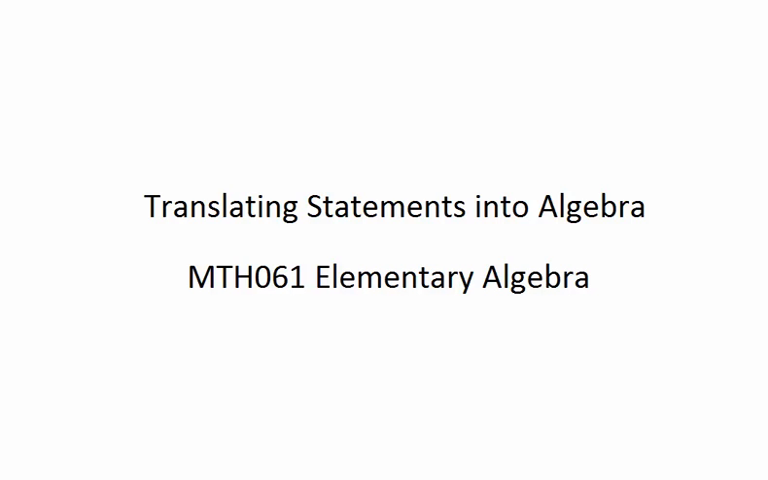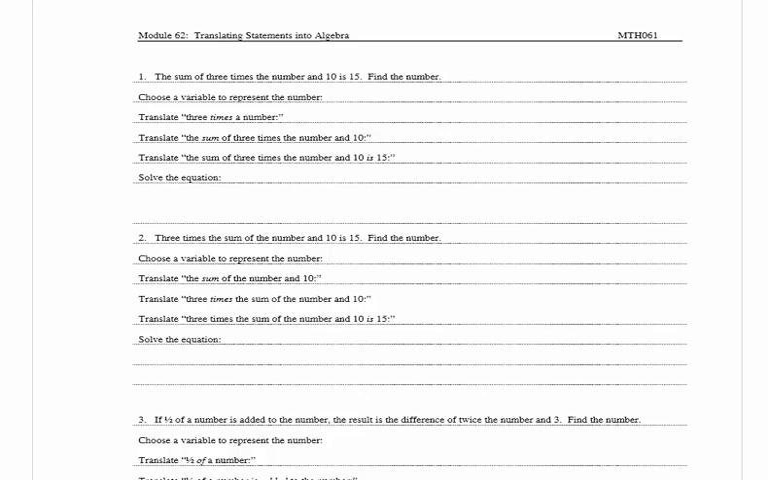In this video, we're going to be translating statements into algebra. In question 1, it says the sum of 3 times the number and 10 is 15, and it wants us to find the number. The first direction says choose a variable to represent the number. So we're going to say x is equal to the number.